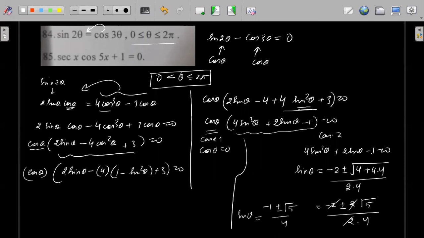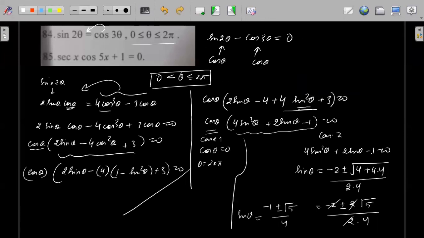So with minus you can get, and with plus also you can get. So you will get sine theta is minus 1 minus root 5, or minus 1 plus root 5, over 4. From here you will have cos theta is equal to 0. That means theta is equal to 2n plus 1 pi by 2. Now let's see how many solutions we will get.